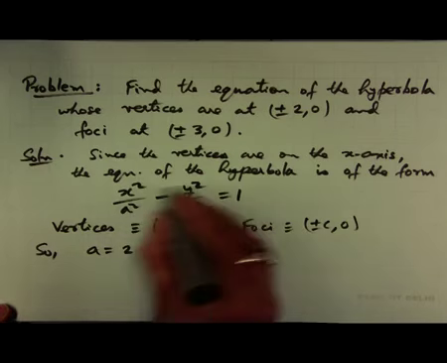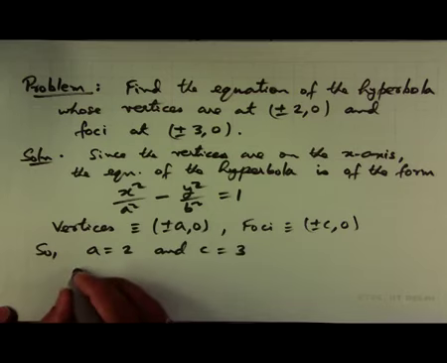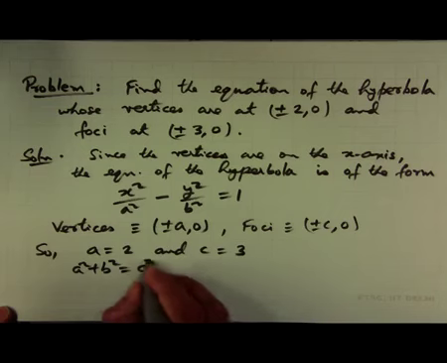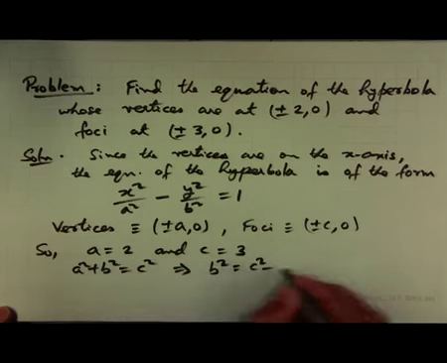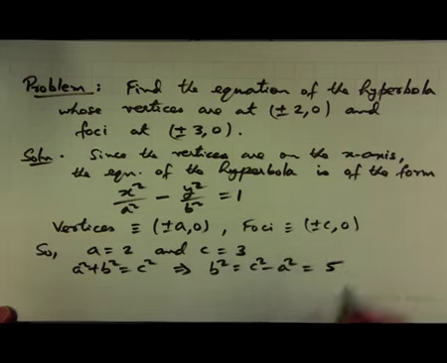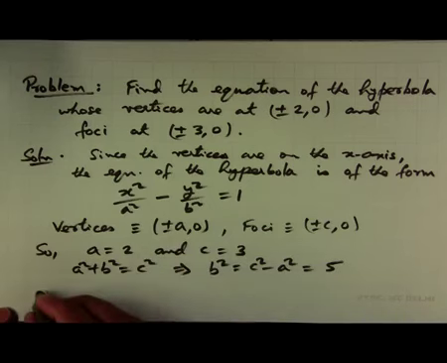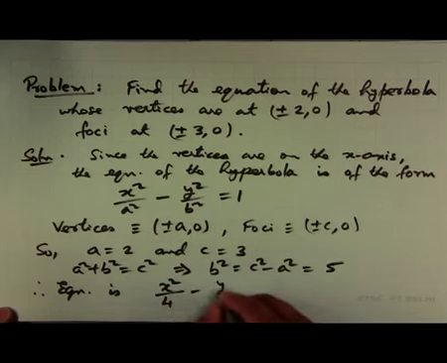In this equation we need the values of a and b. So, we have a square plus b square equal to c square. This implies b square is c square minus a square, which is equal to 5, and therefore, the equation is x square by a square, that is 4, minus y square by b square, that is 5, equal to 1.